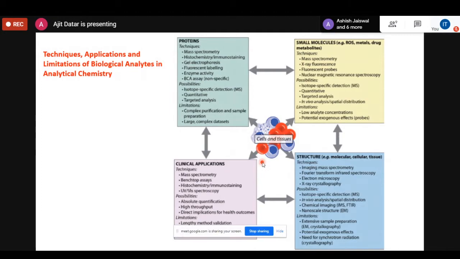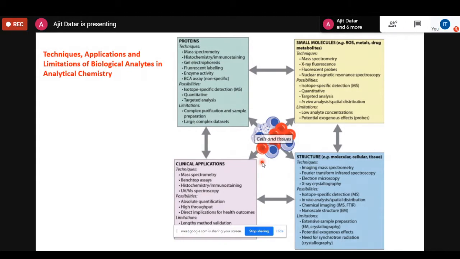Then possibilities are again isotope specific detection by using mass. So you can have stable isotopes. So you can do in vivo analysis even for animals directly and even for human beings, because the stable isotopes are not radioactive, so you can use them very well. Then you can determine nanoscale structures by electron microscope.